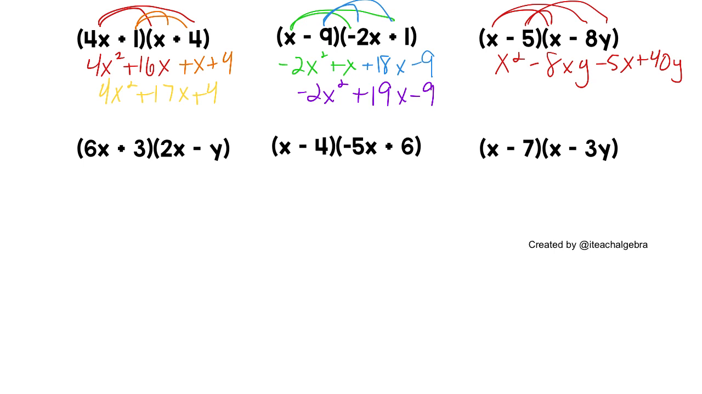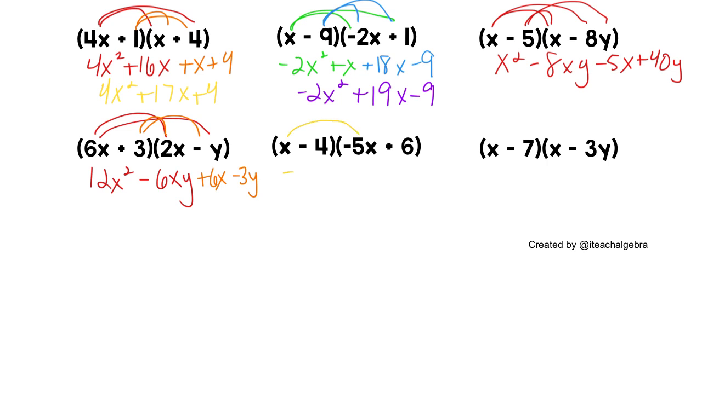Try this next row on your own, which should be real similar to what we've been doing. 6x times 2x is 12x squared. 6x times negative y is minus 6xy. 3 times 2x is plus 6x. 3 times negative y is minus 3y. Again, we have an x squared, an x, an xy, and a y. None of those are duplicates, so we cannot combine any terms.